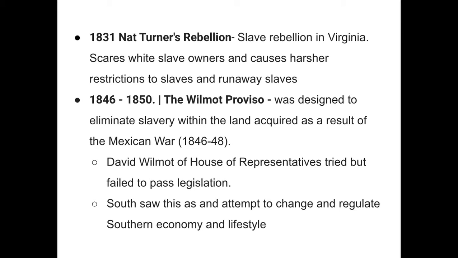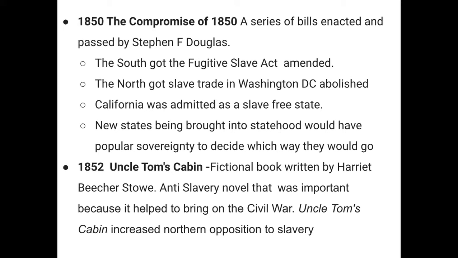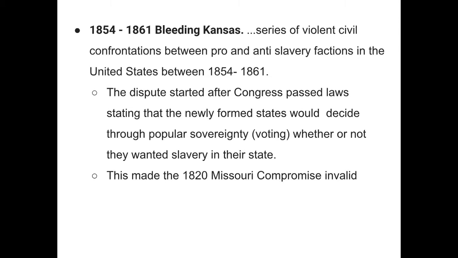Then we have the Wilmot Proviso. That was a result of some legislation they tried to pass out of the Mexican War that never was passed. We had the 1850 Compromise, and then 1852 Uncle Tom's Cabin. Then in 1854 to 1861, we had two territories opening up, Kansas and Nebraska, and we have the incidents called Bleeding Kansas.